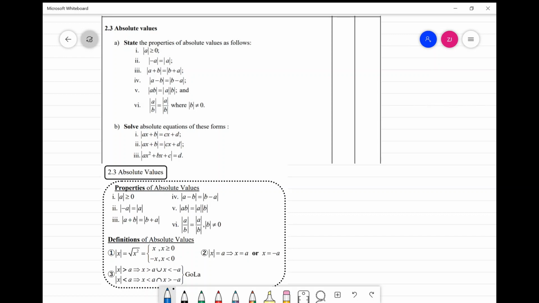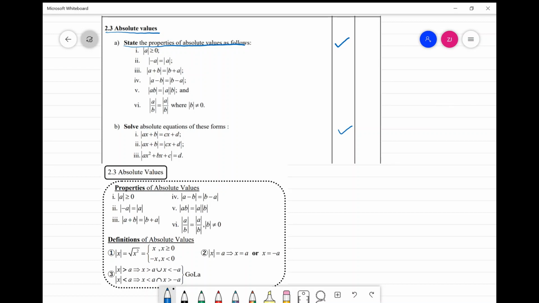Today we are going to discuss 2.3 absolute values, and we are going to cover 2.3a and 2.3b. Let's go through the learning outcomes. The first learning outcome is to state the properties of absolute values as follows. But before we discuss these properties, first thing first, we have to define absolute value. What is absolute value?